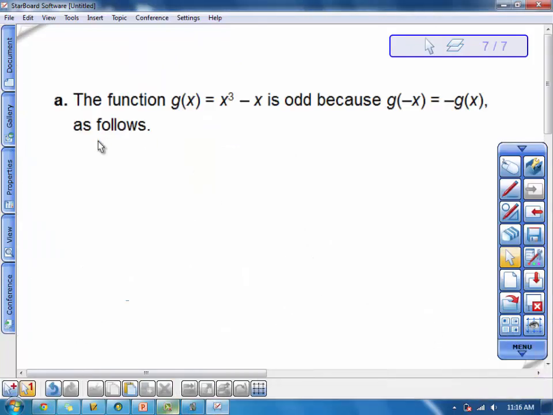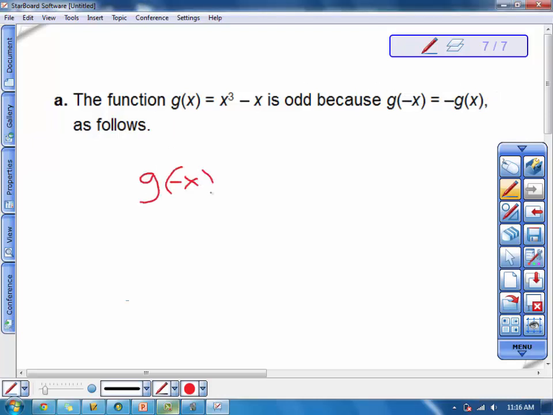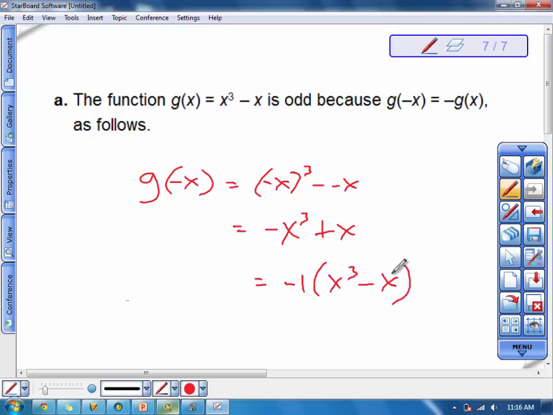Okay, so part A here, let's try a different one. Let's try to see if this function is odd. It is odd if when you stick in negative x, you get negative the function. Let's check that. When I stick in negative x for x, I get negative x cubed minus negative x. If I simplify that, this turns into negative x cubed plus x, which, if I factor out a negative 1, is negative 1 times x cubed minus x. This is the original function, so this turns into negative 1 times g of x. So I just showed that g of negative x gives me negative g of x, and that's the test to see if it's odd.